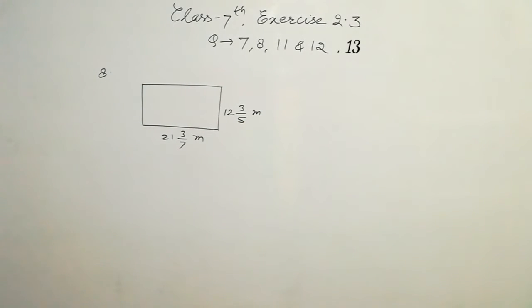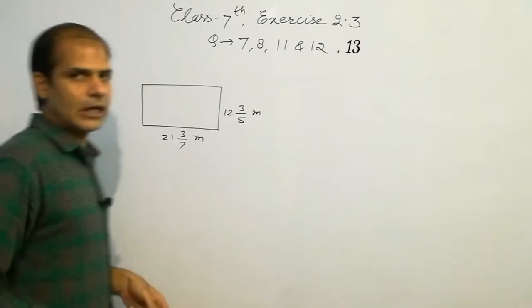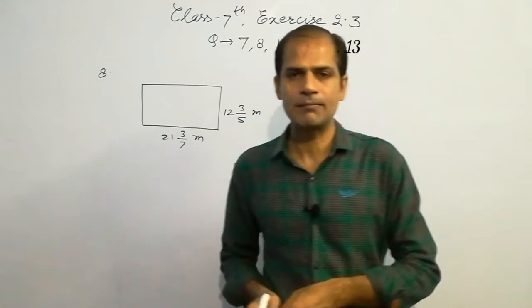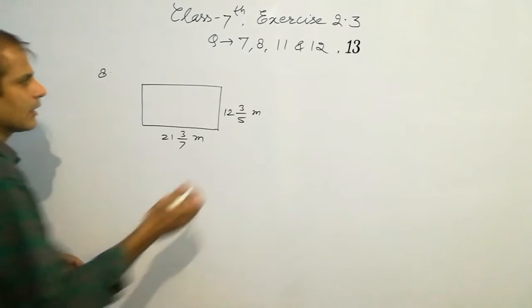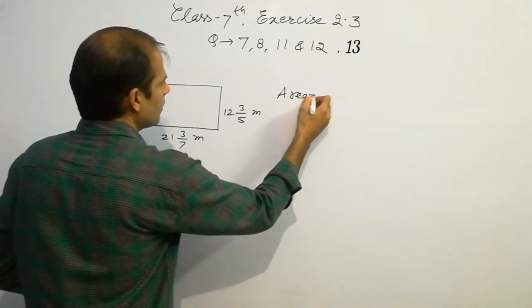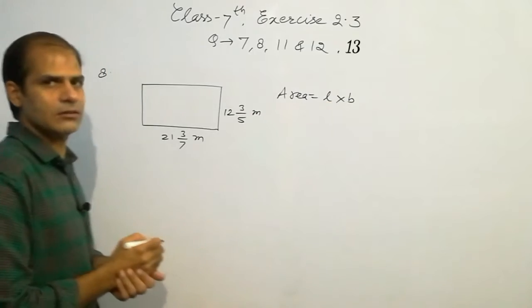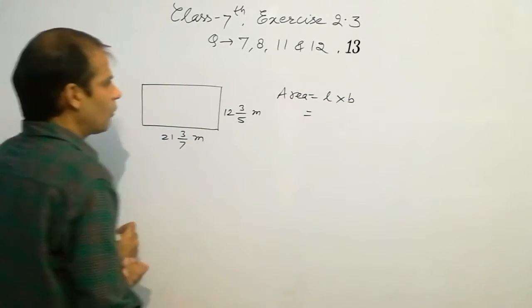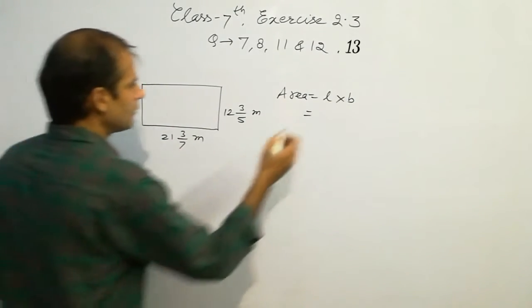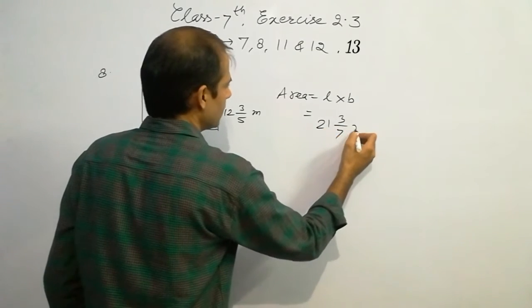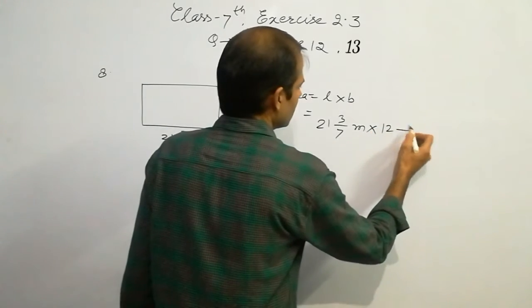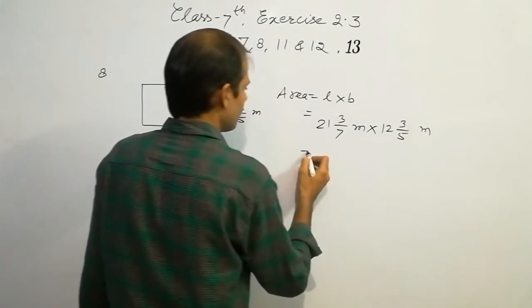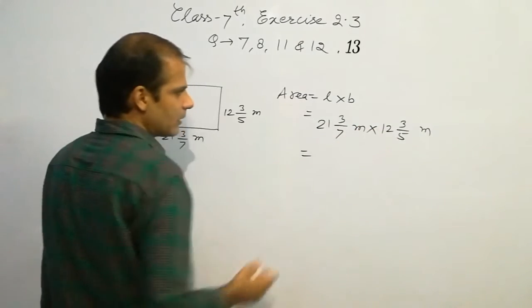So 21 and 3/7, 12 and 3/5. If you draw this rectangle, this diagram in your fair copy, it will be easier for you to understand this question. Now we have to find the area. So you can write area is L into B, simply length into breadth. This is 21 and 3/7 meter multiplied by 12 and 3/5 meter. Finally we have to multiply these values.